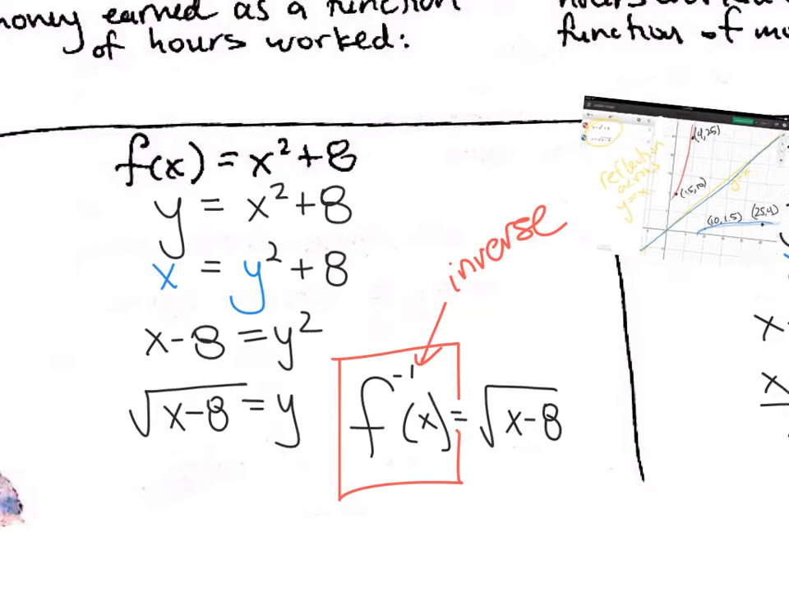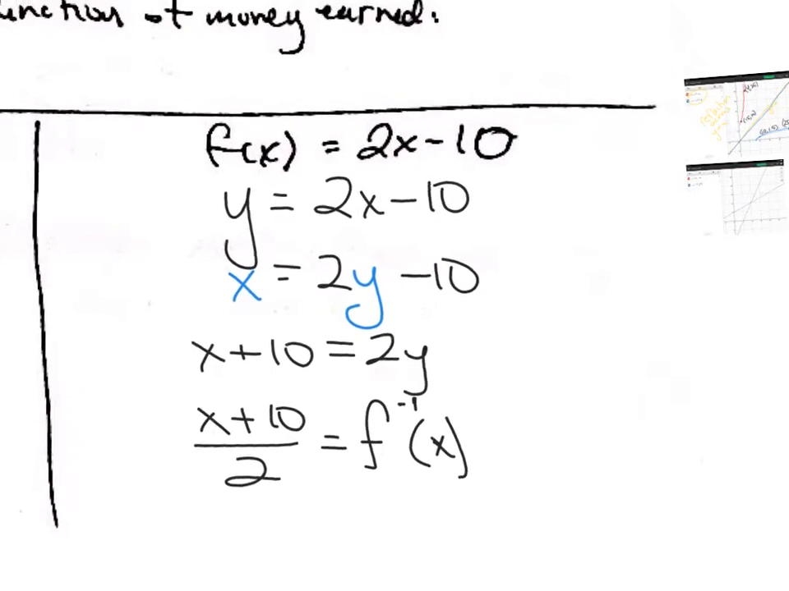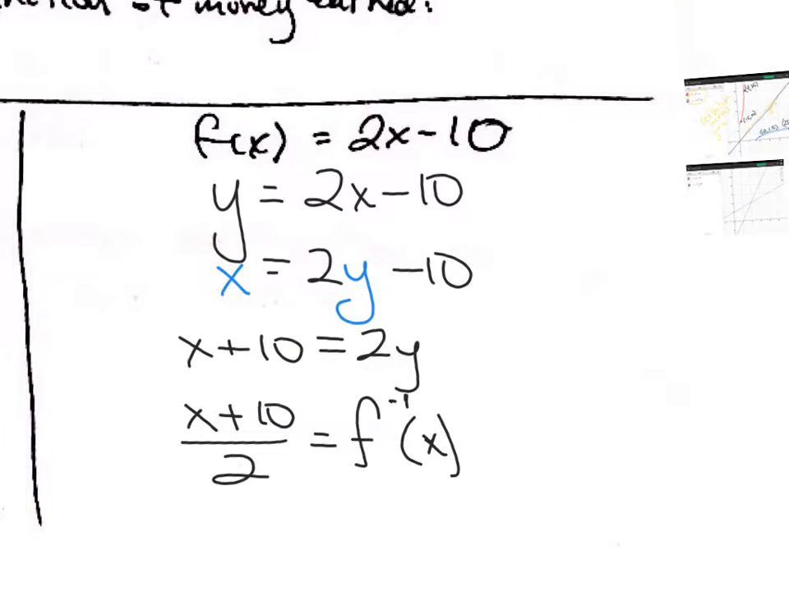Switching x and y coordinates, reflecting across the line y equals x, switching x and y values, and solving for y in terms of the equation. So last example here, we have y equals 2x minus 10. I switch the x and y values, add 10, divide by 2. So here's our inverse, and see how I'm not calling this y, I'm calling this f inverse of x.